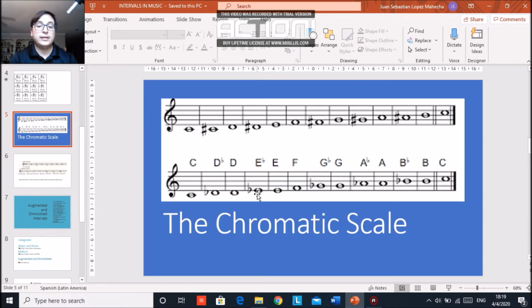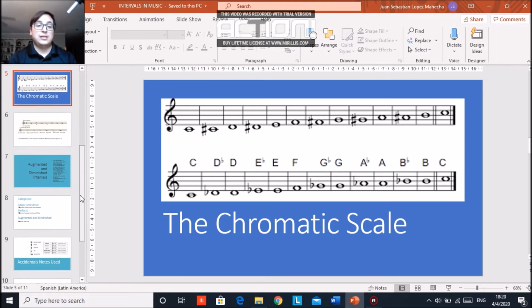Okay, let's take E. We turn that with a flat, and we get an E flat. And if we get another flat, that means a double flat, an E double flat, we will get a D enharmonic. Okay, and now if we count that, that will be 1, 2, and 3 semitones.